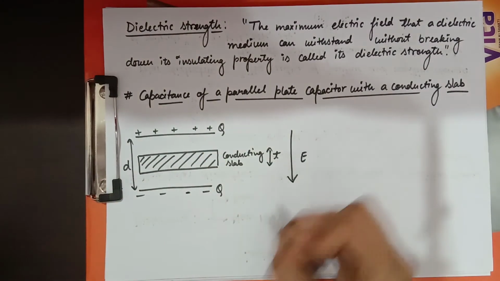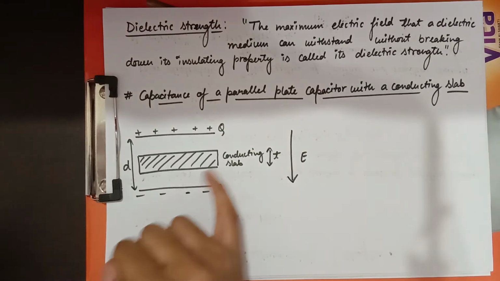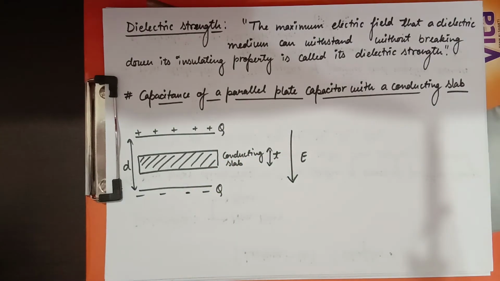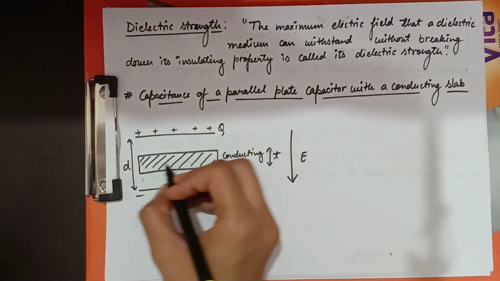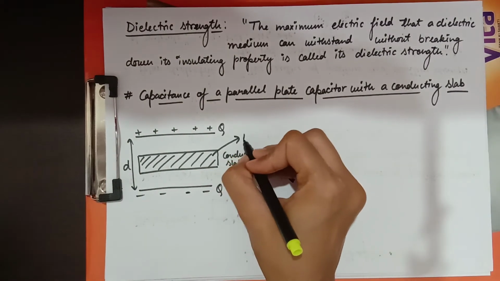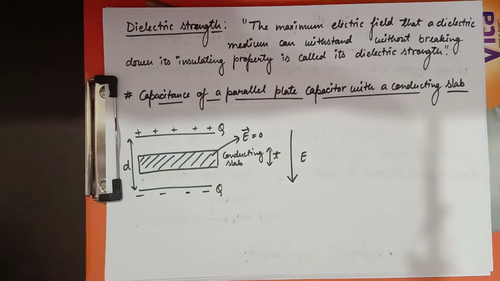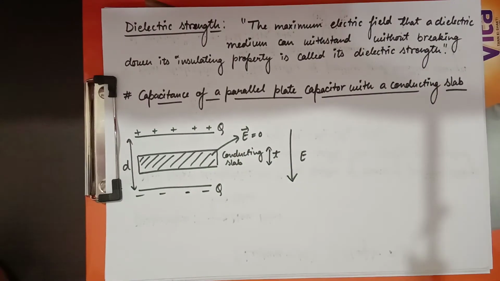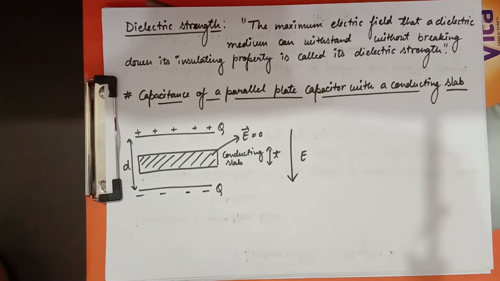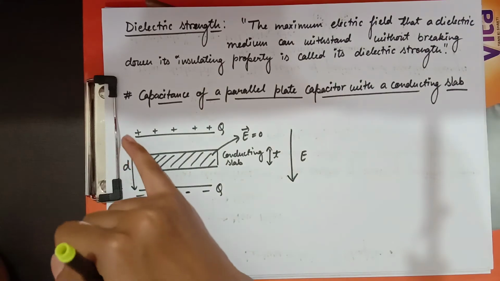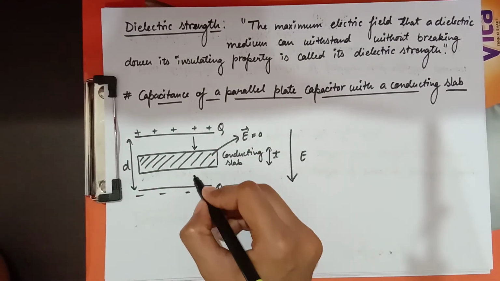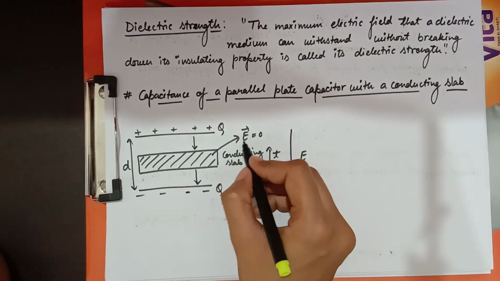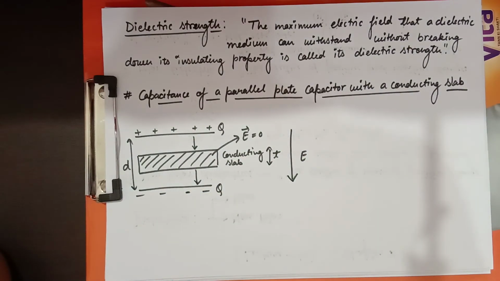So this will be the direction of electric field, and as this is your conducting slab, the electric field inside it will be 0. So I can write it here, E is equal to 0 inside the conducting slab. So we can say the electric field exists only in the distance d minus t, means in this space and in this space, as E is equal to 0 inside this conducting slab.